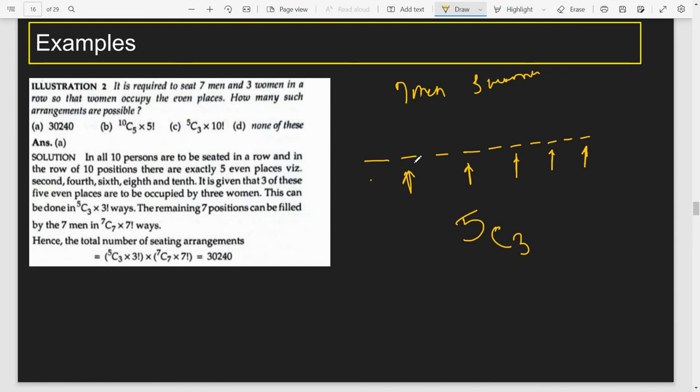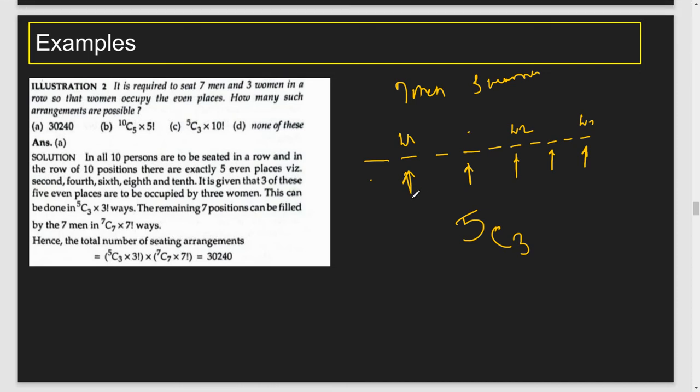You choose three places. So let's say woman one is sitting here, maybe woman two is sitting here, maybe woman three is sitting here, or something like that. But obviously, you can choose any three places out of five and keep the women there. But it may happen that out of those three places, the three women can be arranged differently. Let's say woman one, two, three are here. Maybe woman two is there, woman three is there, but woman one is here. Maybe woman three wants to sit here, woman two is here, and woman one is here. So how many total possible arrangements are there? Total possible arrangements is three factorial.